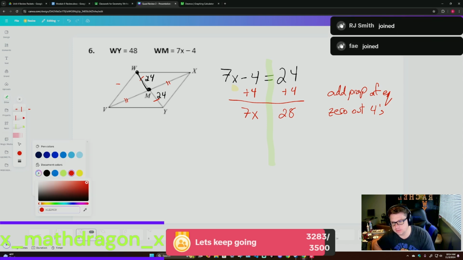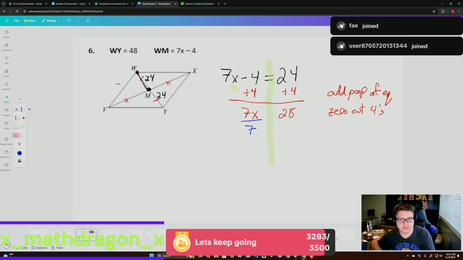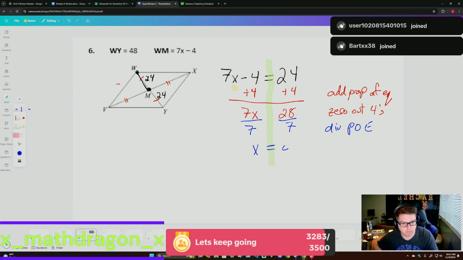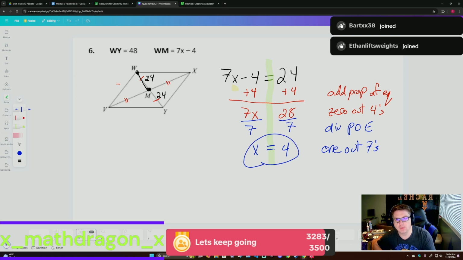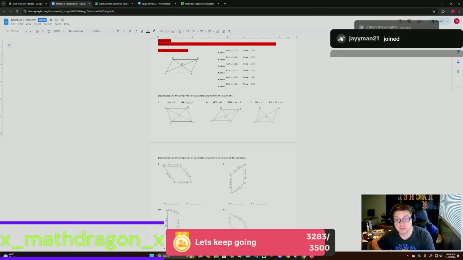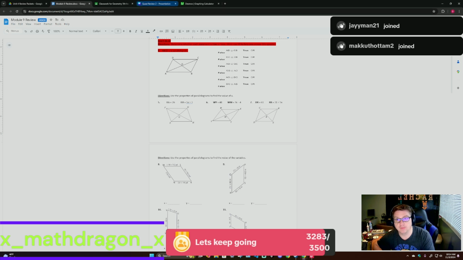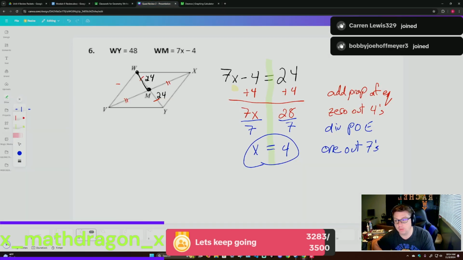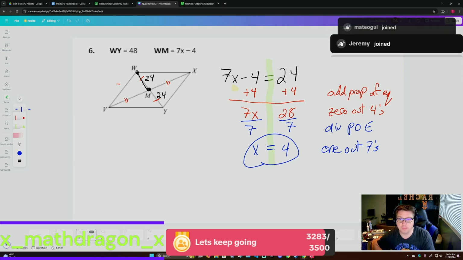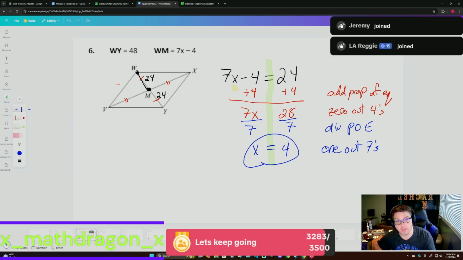Next steps, divide by 7, divide by 7, and that's the division property of equality. X is going to equal 4 by oneing out the 7s. So x equals 4. In this problem, it just told us to solve for x. We could plug it back in and find that length measure, but we should already know that length measure being 24. So hopefully when we plug it back in, we get 28 minus 4, which is 24. So we know we did it correctly.